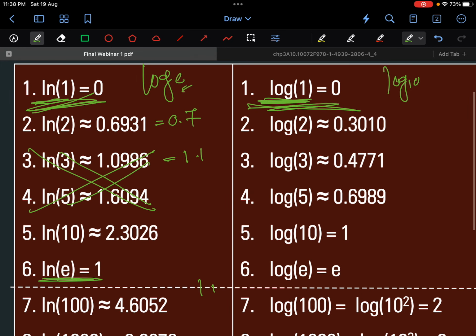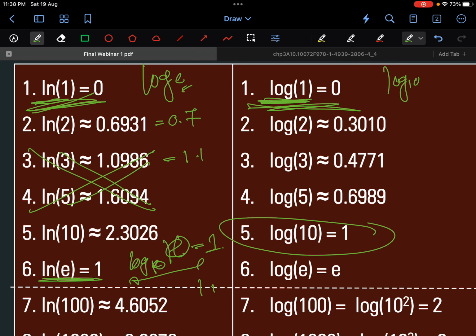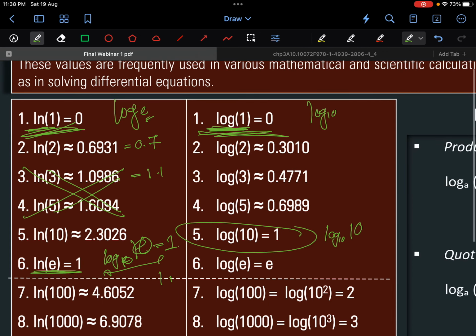Why? Because ln stands for log e, and log e of e is 1. Okay, so ln e is 1. So from this you can guess what the value of log 10 will be. If the base is 10 and the number is 10, then log 10 is equal to 1, as you can see here. Same thing, log base 10 of 10 is equal to 1, and I will tell you why this is happening.